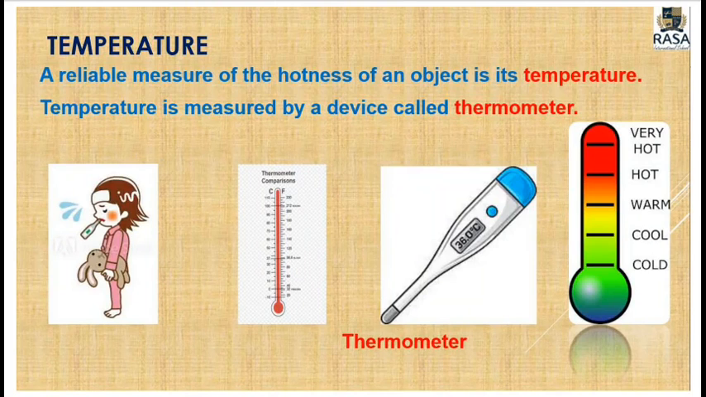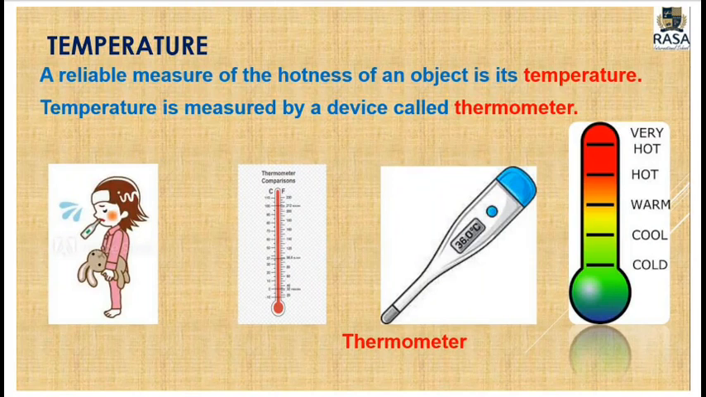And a digital thermometer gives the reading directly in digital form, as shown in the figure. So why it is being used and how it is being used, that we will discuss. Okay, so the girl on the left side is somewhat sick.